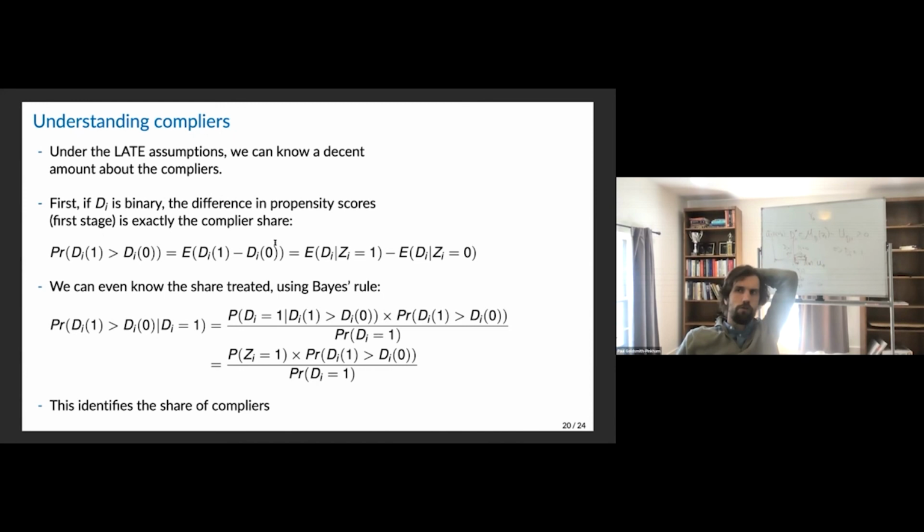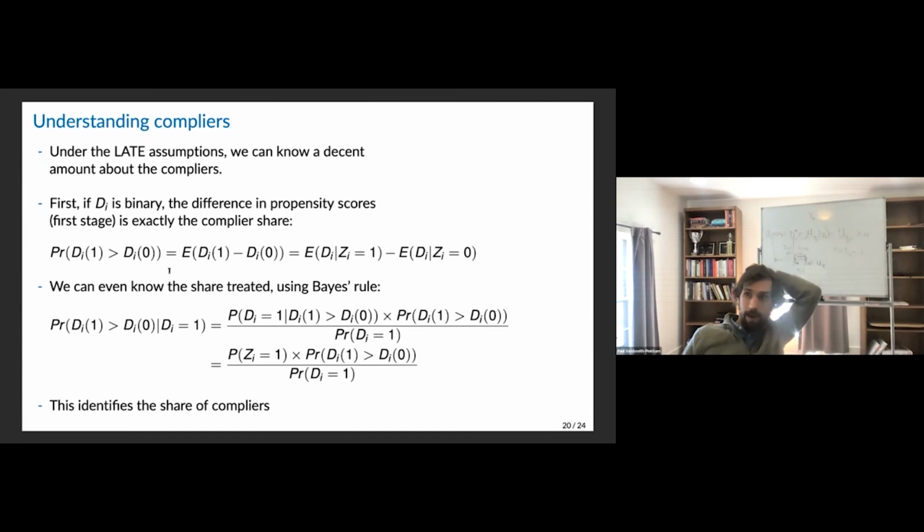If your treatment is binary, then remember that the difference in propensity scores is exactly the complier share. We talked about this last time in class. I said something like, how do you know how many people are instrumented? The way to see this is that the probability that you're a complier, that is, D_i(1) is greater than D_i(0), is equal to the expectation of the difference, which under the random assignment assumption is just equal to the difference in the propensity scores.